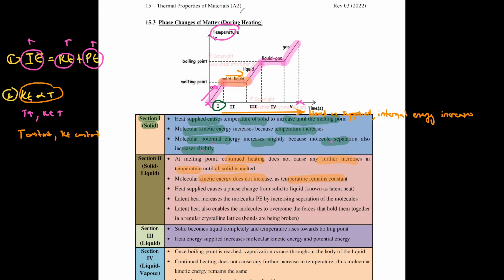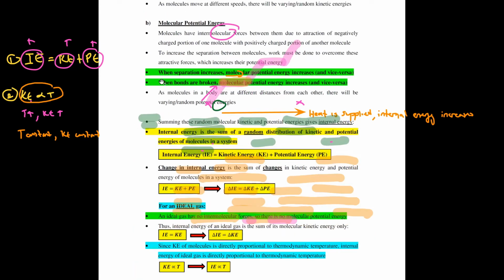All right. So your heat supply causes a phase change from solid to liquid, which is known as latent heat. This latent heat is increasing your molecular Pe by increasing the separation of the molecules. At the same time, it's also enabling your molecules to overcome the forces that hold them together in a regular crystalline lattice. In other words, your bonds are being broken. Now, just now I mentioned to you that when bonds are being broken, molecular potential energy increases, right?